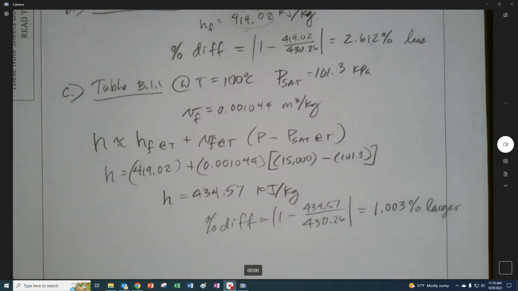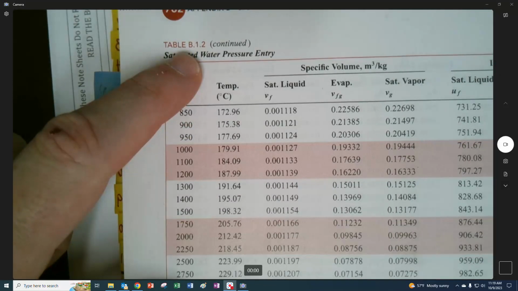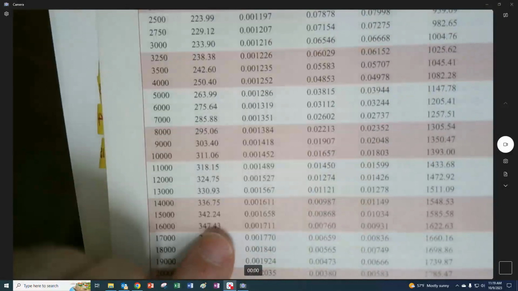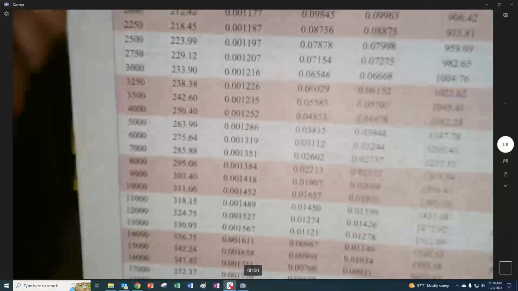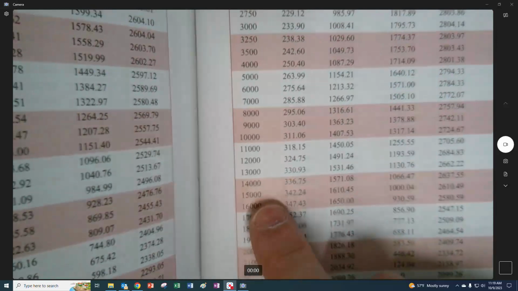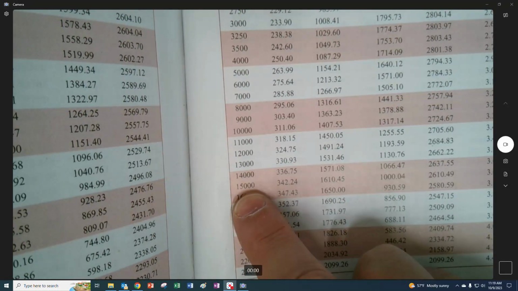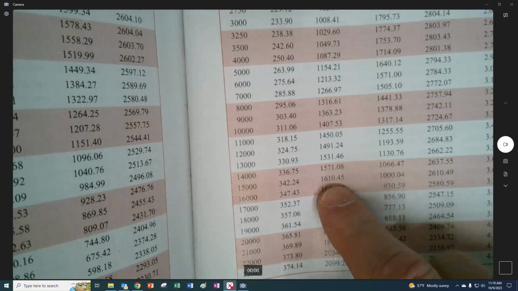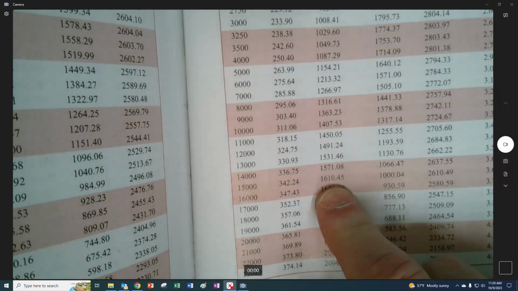Something I wanted to check on while doing this. Let's go to table B.1.2 and see if it goes all the way up to 15,000. It does. So here's B.1.2. It goes to 15,000. So let's take a look at the fluid. Ooh, wow, that's completely erroneous. All right, so that's no good. That wasn't going to be helpful to us at all.